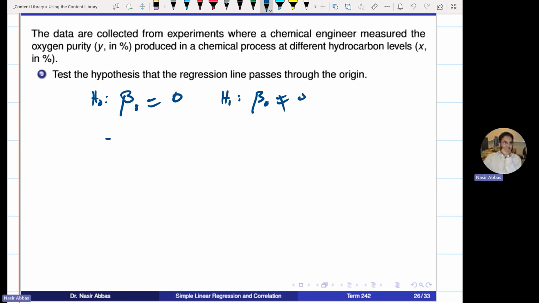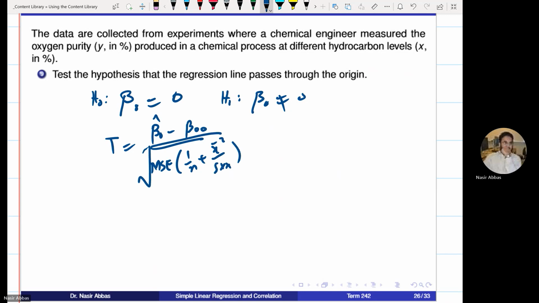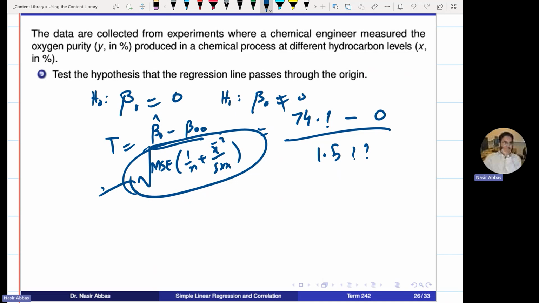That's it. You will go to the formula sheet. You will get this one, beta naught hat minus beta naught naught over standard error. Plug it in. This was 74 point something minus 0 divided by, we already got this, 1.5 something. This whole thing is the standard error of beta naught hat. As a result, the t value comes out to be 46.611.